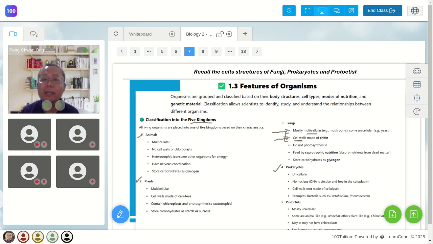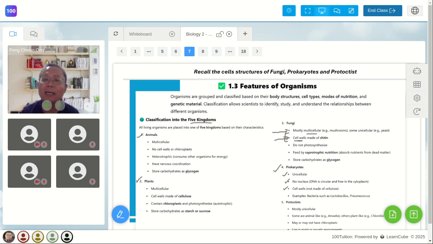Okay, and we look at the prokaryotes. Pardon me. Basically first it is the bacterial cell, right? So basically we know there is no nucleus, and they have cell walls, but they are not made of cellulose.